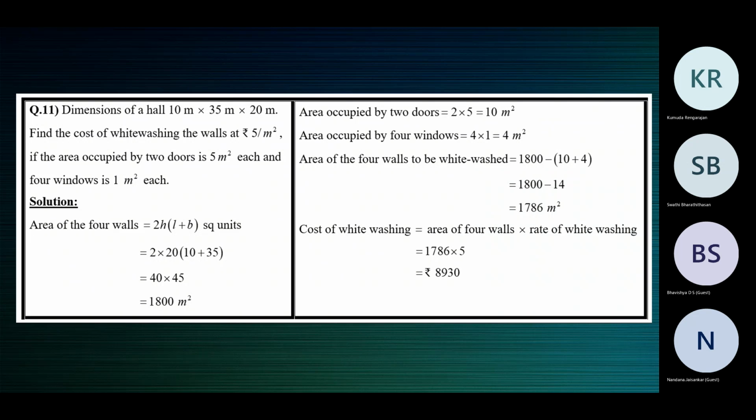Yes, children? It's given the area occupied by 2 doors is 5 meters square each. So that means 1 door 5 meters square, 2 doors 2 into 5, 10 meters square.